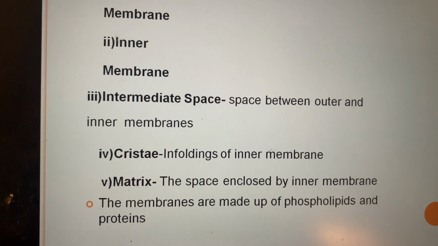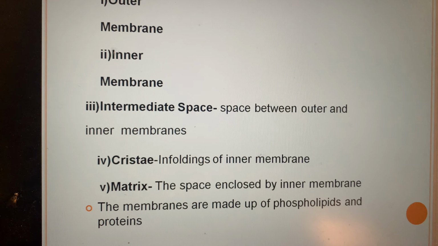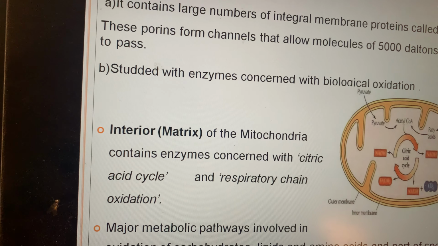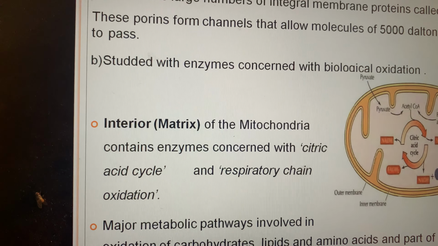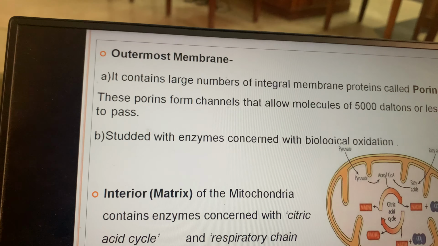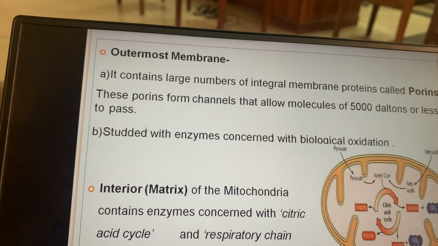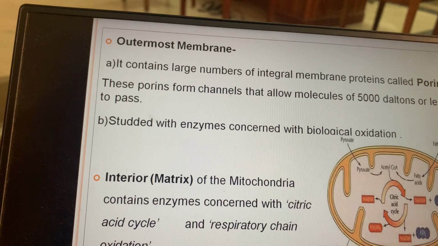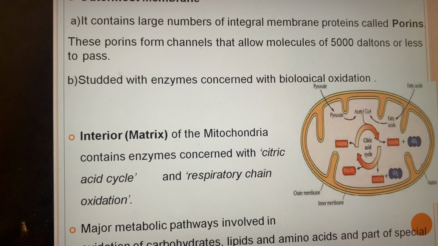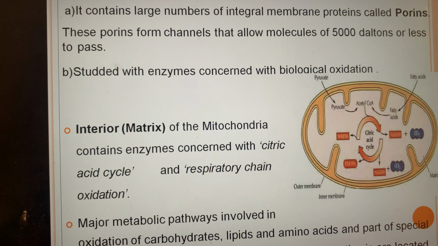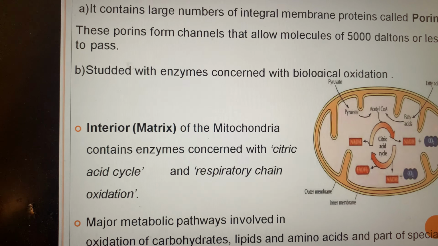The inner and outer membranes are made up of phospholipids and proteins. The outermost membrane contains a large number of integral membrane proteins called porins. These porins form channels that allow molecules of 5,000 daltons or less to pass.